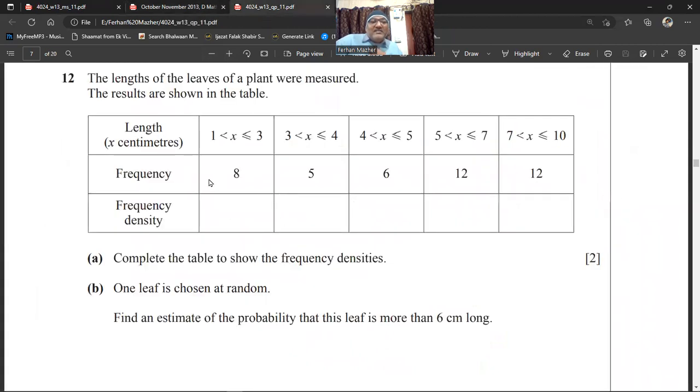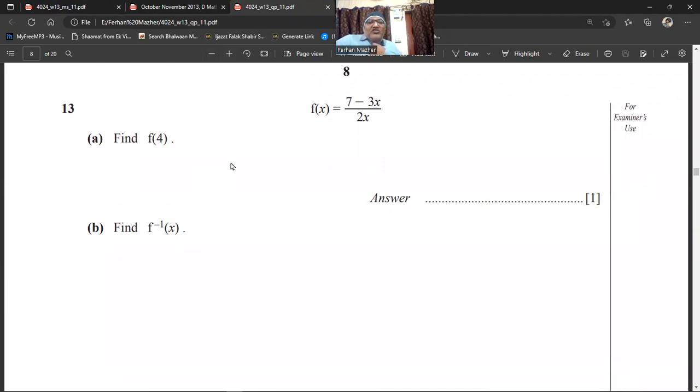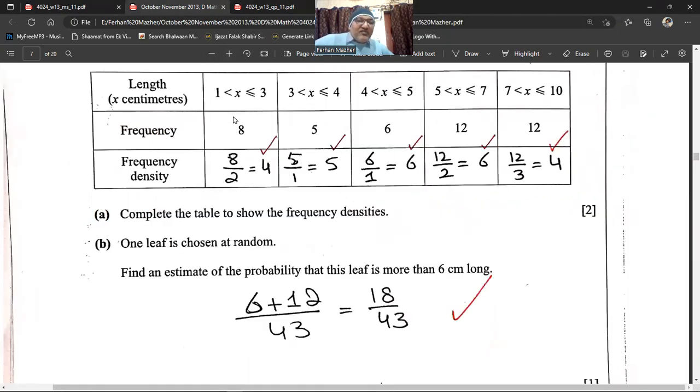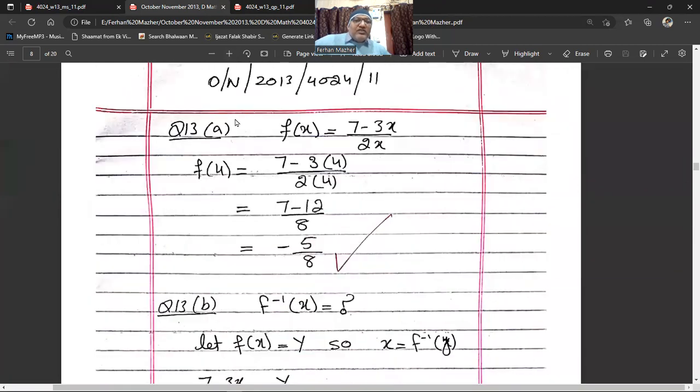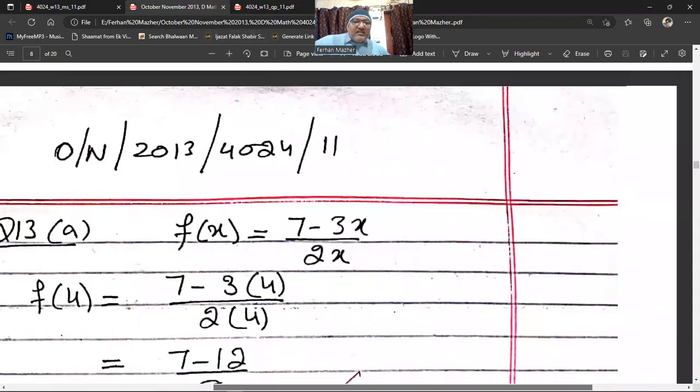And let's go to the next question. So the next question coming up on your screen is question number 13. Here a function is given, f of x is equal to 7 minus 3x, the whole thing divided by 2x. Question number 13A part is find f of 4. F of 4 is very simple. In this formula, wherever is the variable, you will substitute it with the 4.